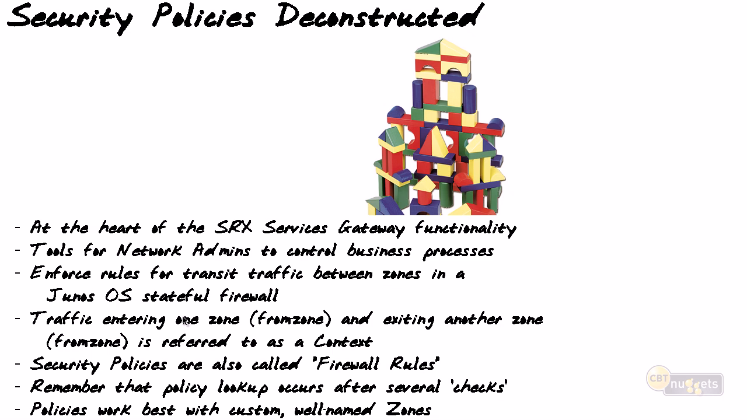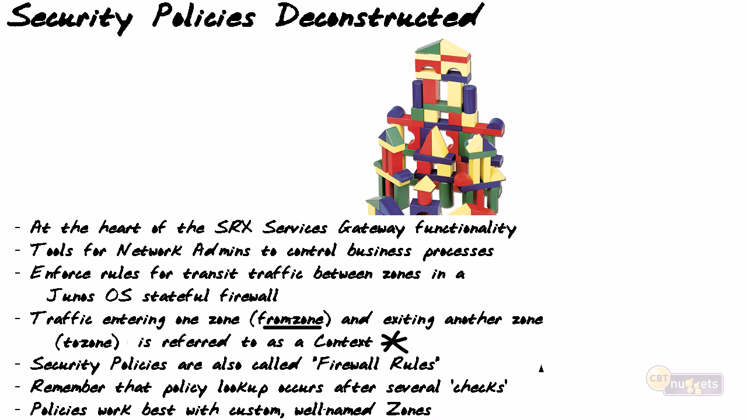So traffic that enters one zone, and that's the from zone, and exits another zone, and this should say to zone, let me fix that. There we go, much better. So traffic that enters one of the zones, which is the from zone, and exits another zone, the to zone, we call this a context. And so basically, we're applying these firewall rules to contexts. For example, the from zone could be the trust zone, and the to zone could be the untrust zone, one of the most common contexts that we use on the SRX.